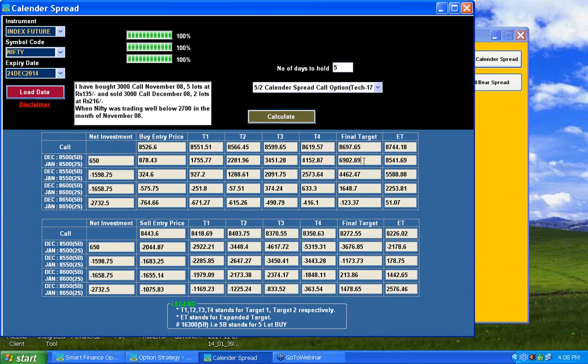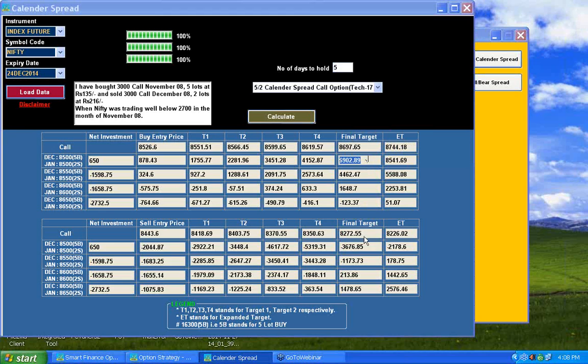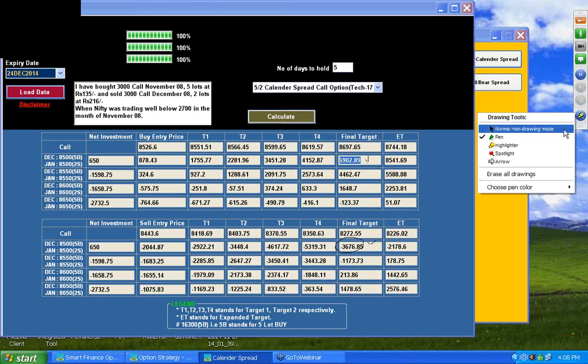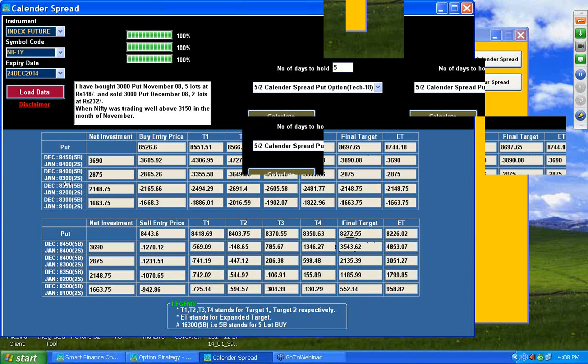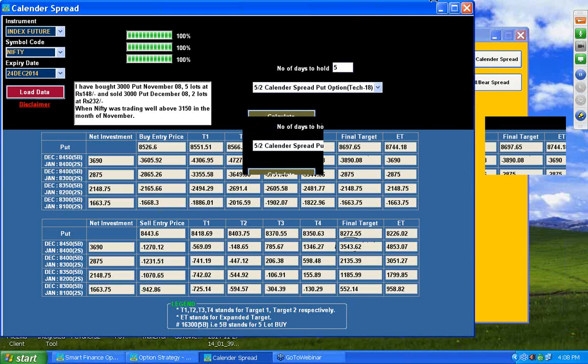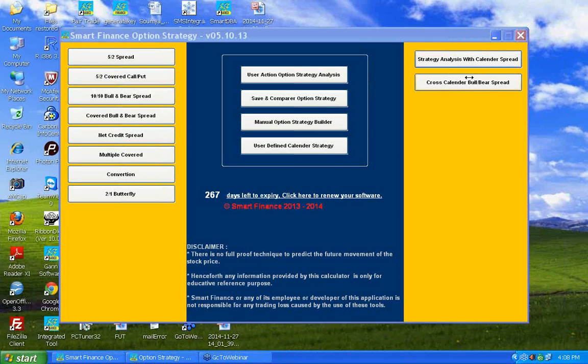If the Nifty goes to 8,700 level, you are having 7,000 profit. If it goes to 8,200 level, you are having some 3,676 rupees loss. So profit and loss levels you can find out. Similarly, if you want to form it with the put options, that also you can do: just select this technique and calculate. It will tell you the different put option combinations and what kind of values you can get. So this is how you can trade in the strategy analysis with calendar spreads.